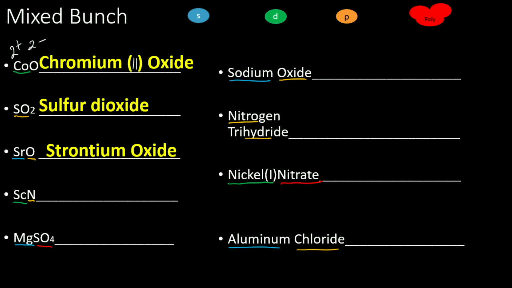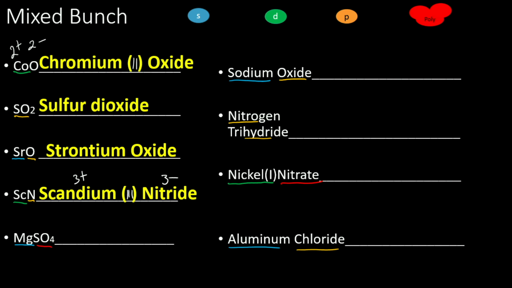We'll write down the name of our metal. Our non-metal changes to ide. Next, we have ScN, so that's scandium nitride. We need to determine the charge for scandium. Well, nitrogen has a 3- charge. We have one of those, so scandium must be 3 positive. So we'll put Roman numeral 3 into our parentheses.